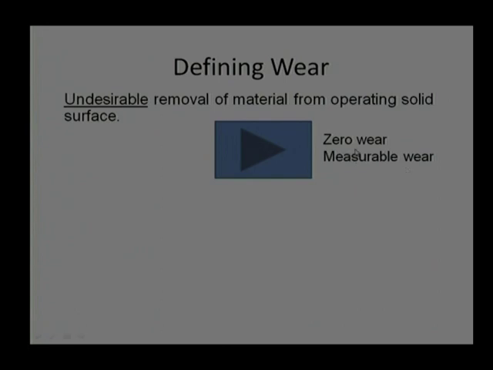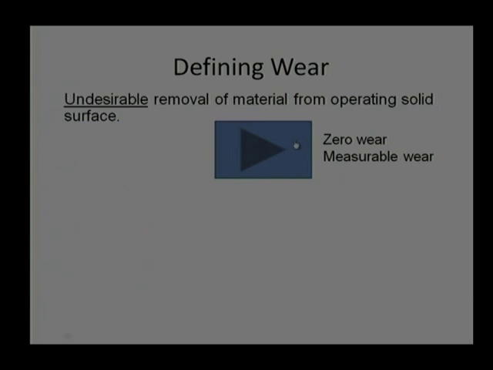Zero wear means there is wear, but that is not going to cost us much. In fact, it may increase the performance; it is for betterment. So, that is not undesirable. However, measurable wear is where the undesirable removal of material occurs.